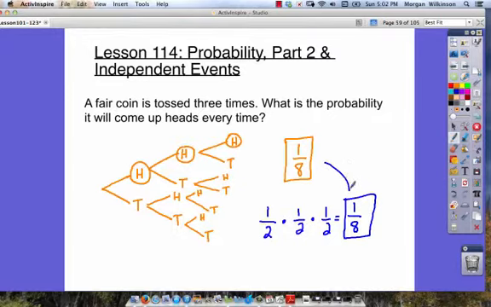For this type of problem, we can use a tree diagram that goes sideways, or we could multiply by the probability of each event, and we'll get the same answer. You pick which method you like better. Let's look at another example.